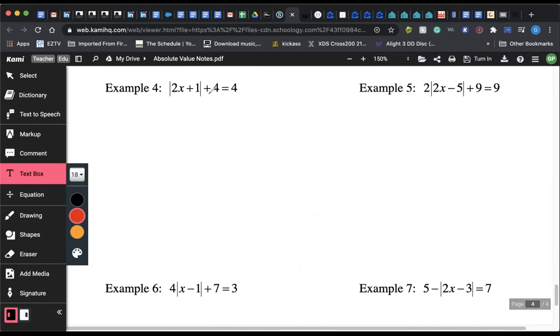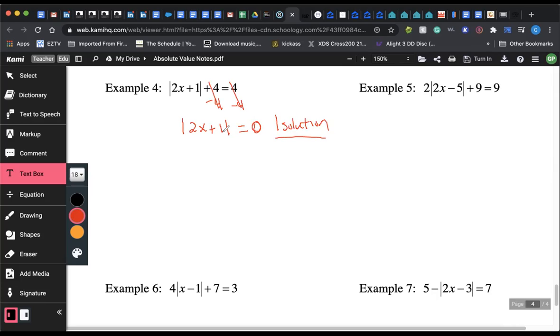Right, so right now, this absolute value is being added to 4. I need to get it away from that 4. So I'm going to subtract 4 from both sides of the equal sign. That's going to cancel out the 4 in both places. So now I have 2x plus 1 is equal to 0. Because it's equal to 0, I know that I'm only going to have one solution.